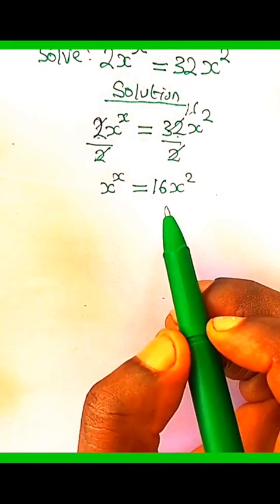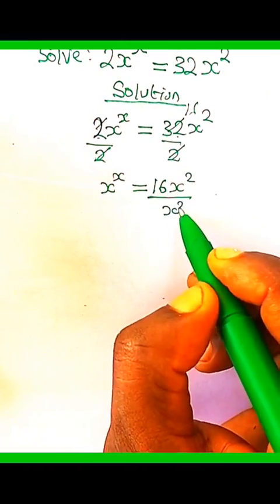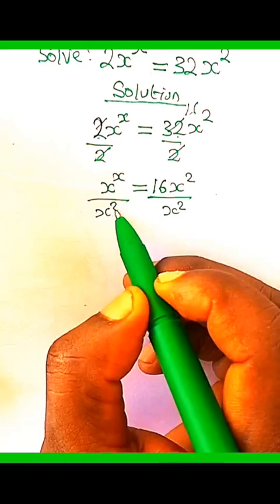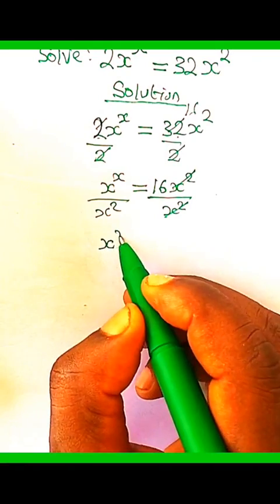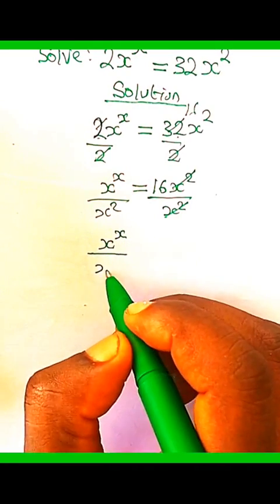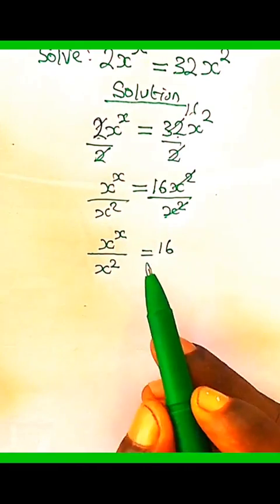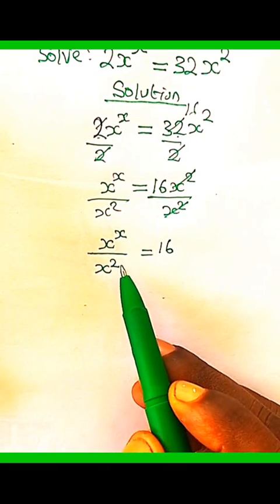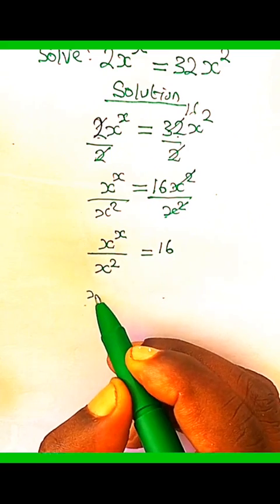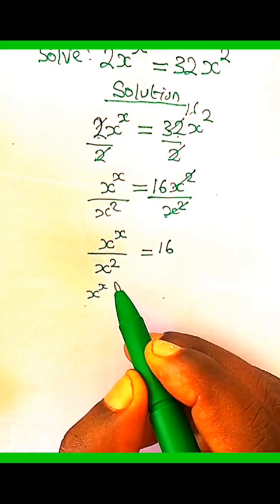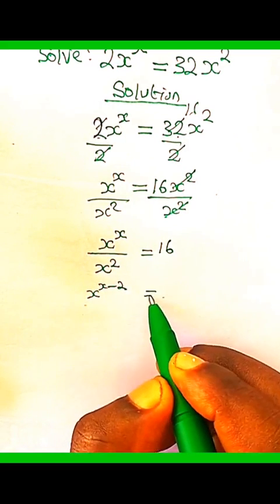Now let us start to bring all the variables to one side. So you divide both sides by x^2. This one will go. The left hand side now becomes x^x over x^2 equals 16. They do not have a common power, so what you do is write this one in the form x^(x-2), by the law of indices, equals 16.